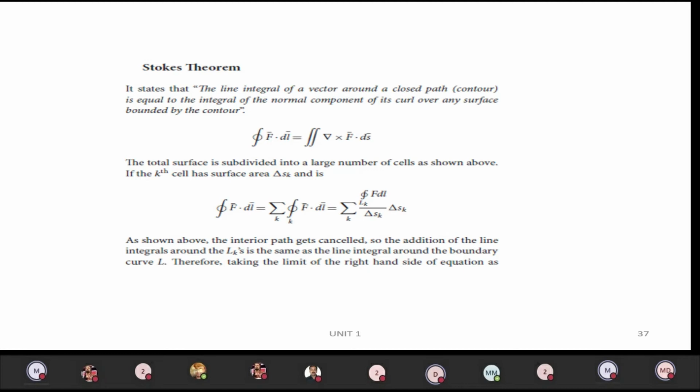The important part of Stokes theorem is that the path should be a closed one. So we cannot apply Stokes theorem to an open path. We can apply Stokes theorem only to a closed path. A very important concept we should know.